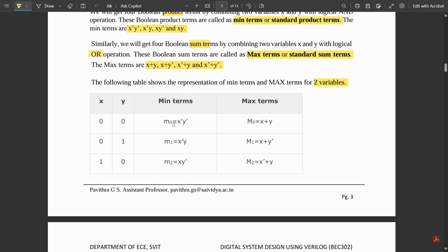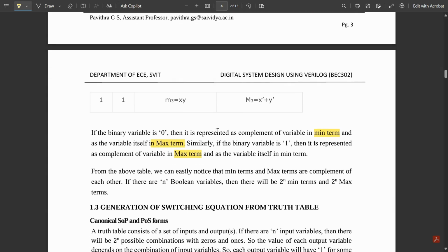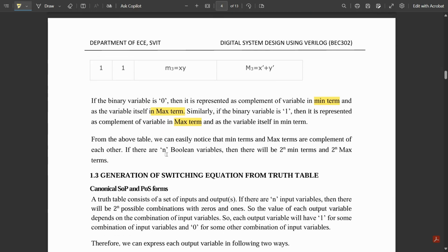You see here, for the first combination, for min terms they are getting multiplied, and here they are getting added, and here we have taken the complement, here we have not taken the complement. So they are opposite to each other, reverse to each other, or complement to each other. This point I've already told you. If there are n Boolean variables, there would be 2 to the power n min terms and max terms.